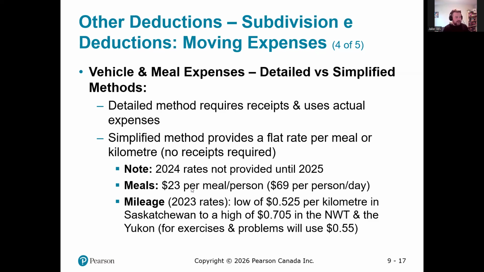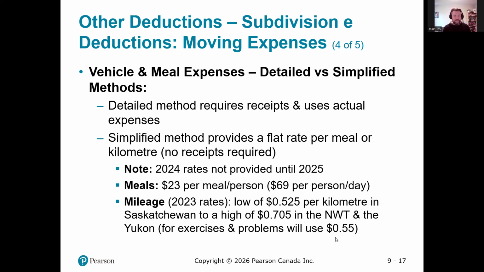So we've covered the flat rate for meals. For mileage, if I'm getting gas on the trip, I can use the gas receipts for the detailed method. The simplified method differs for each province. In 2023, the low was 52.5 cents per kilometer in Saskatchewan. Northwest Territories is a bit over 70 cents per kilometer. For this course, when you're doing your exercises or the take-home assignment, assume a rate of 55 cents.